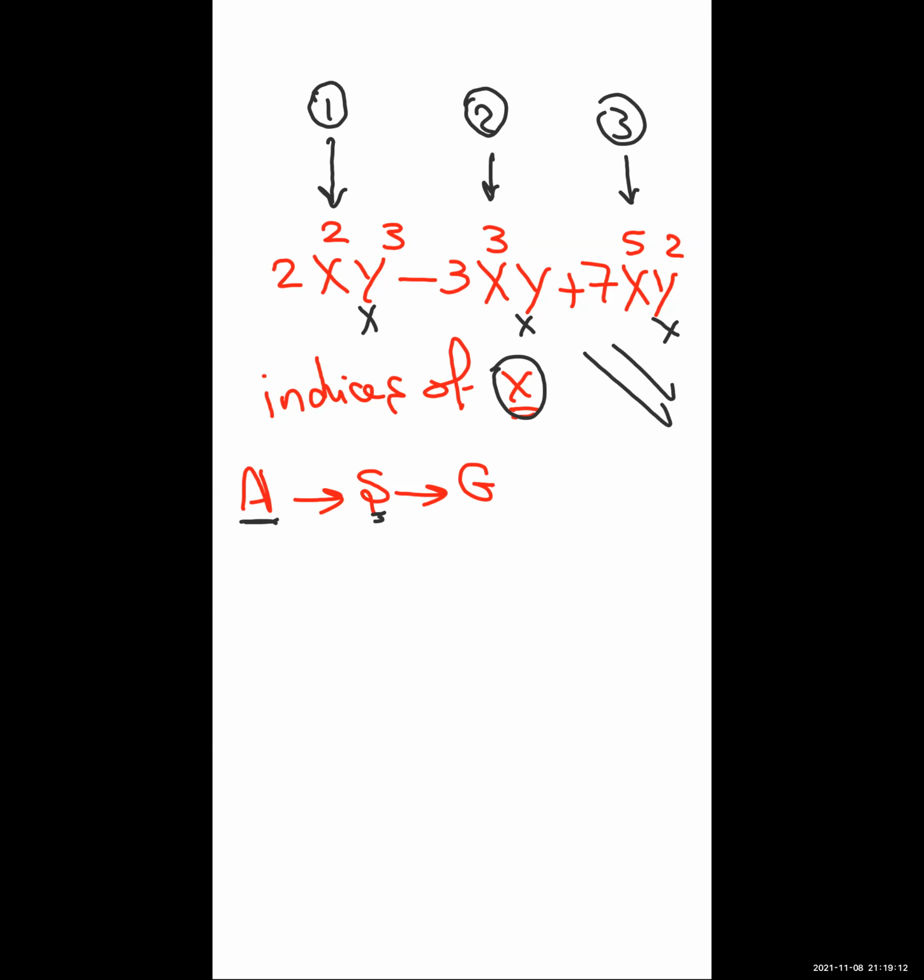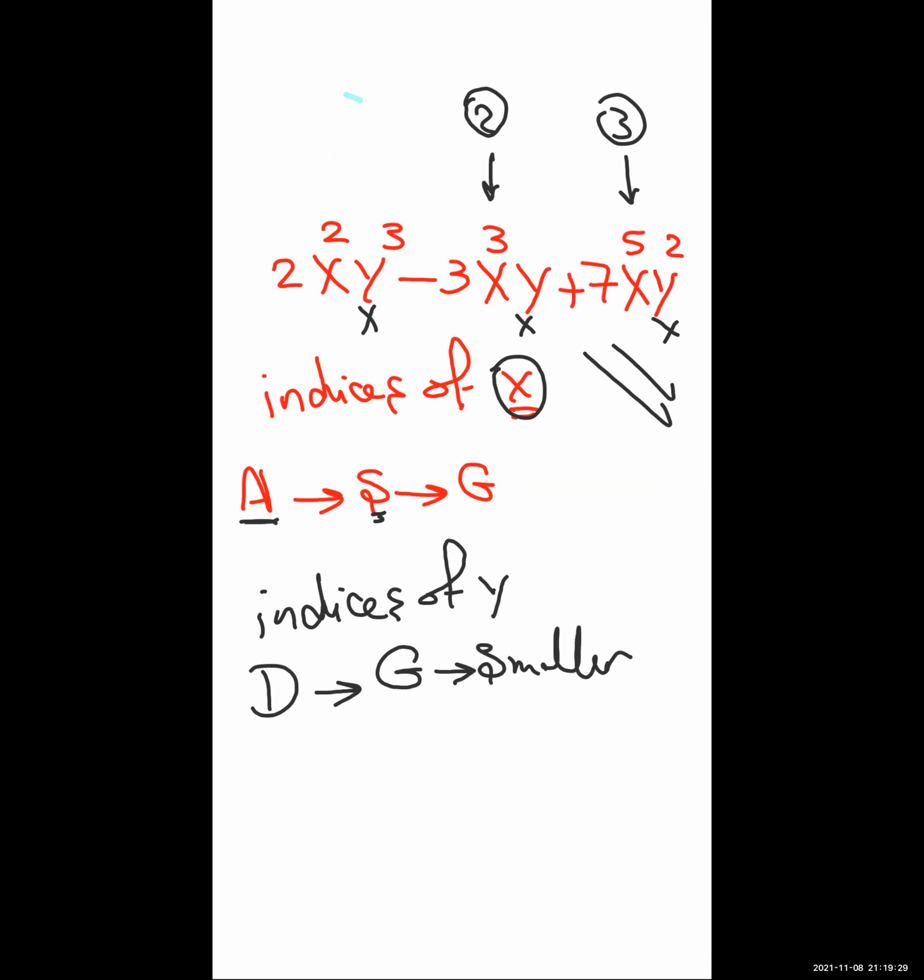Okay. If I want to arrange it according to the indices of y, descendingly, I mean from the greater to the smaller: 2x power 2 y power 3 plus 7x power 5 y power 2 minus 3x power 3 y power 1. Now listen. Here I want to arrange according to the indices of y. So ignore x totally. So now we have to arrange according to these powers.